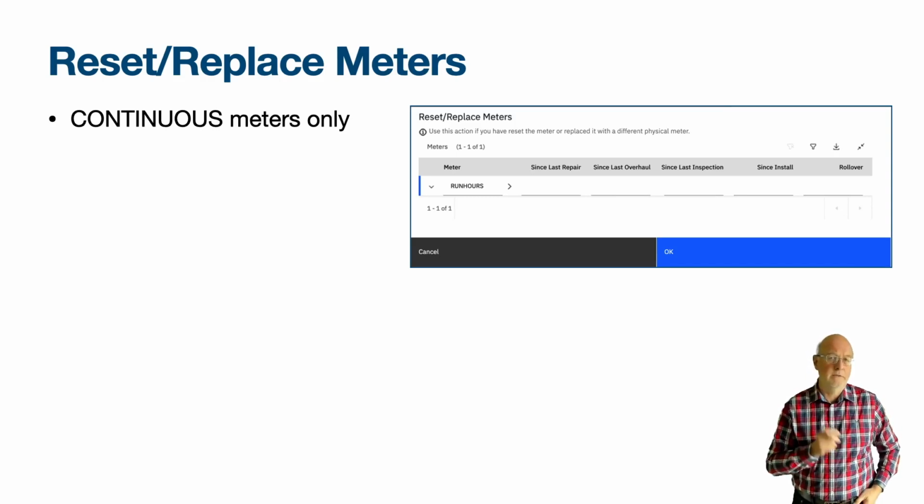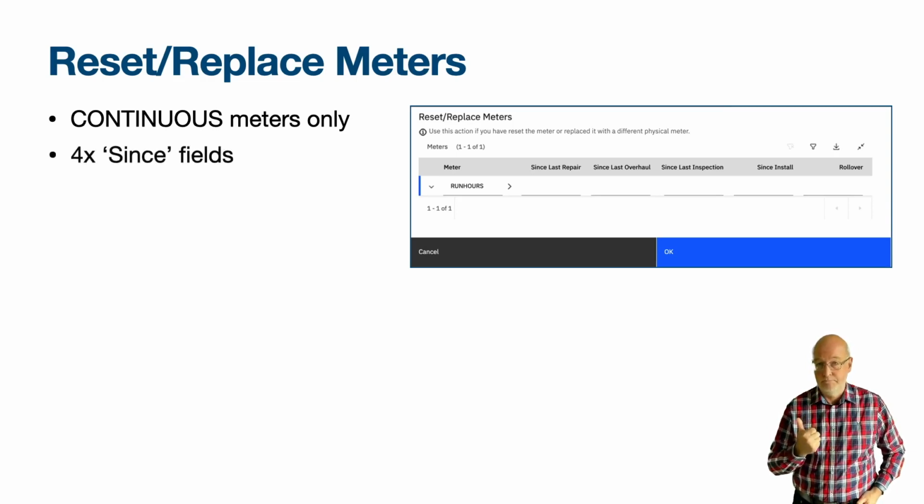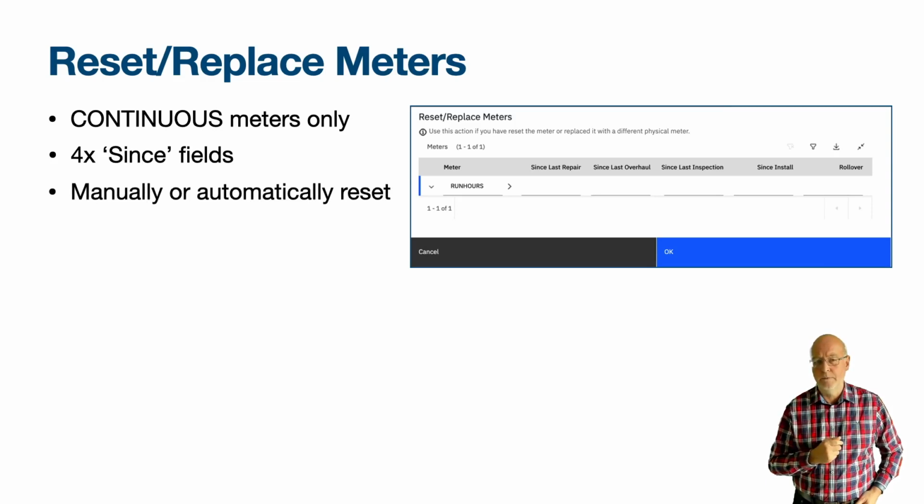When resetting meters, there are 4 fields that start with the prefix since. Since last repair, since last overhaul, since last inspection, and since install. The values for these fields can be reset manually in the table window. Each of these fields is incremented with the delta for a new meter reading. 3 of these fields can be automatically reset to 0 based on the work type of the work order.